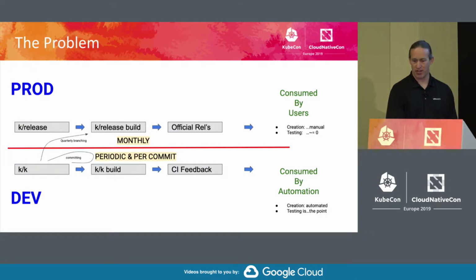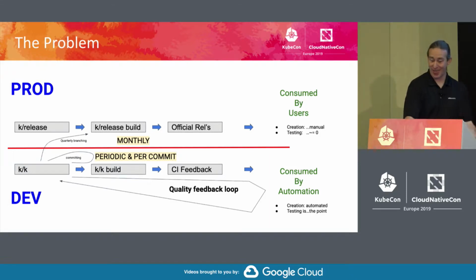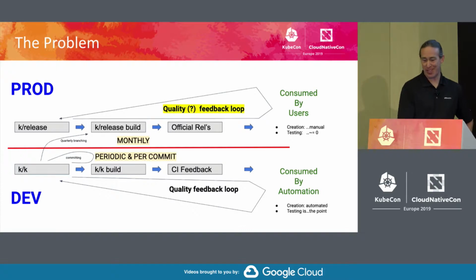But for prod, the consumers are the users, the end users of Kubernetes. People are downloading the things. The creation is manual, and the testing is kind of spotty. You could almost round it to 0 if you're cynical compared to what's on dev continuously, right? So we have a quality feedback loop on dev, but not so much on prod. So pretty clear problem, right?